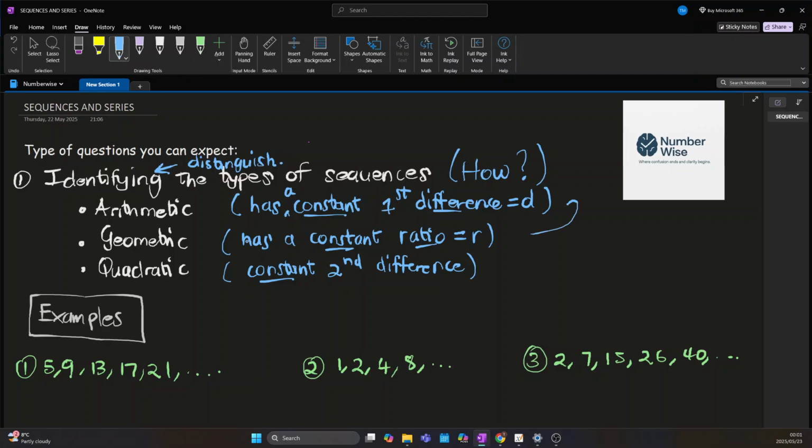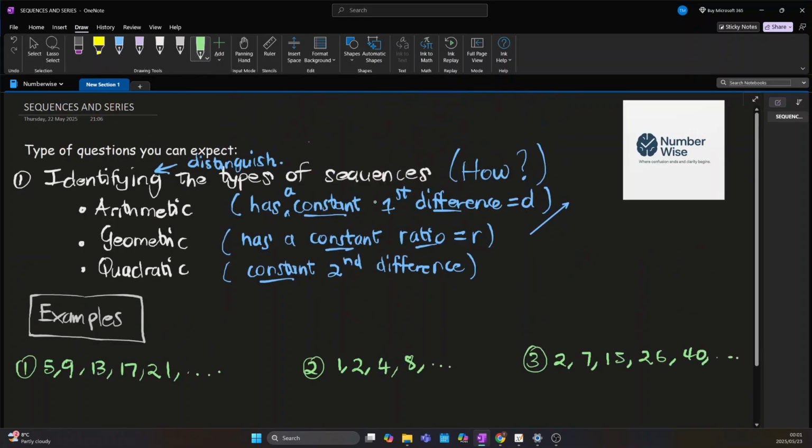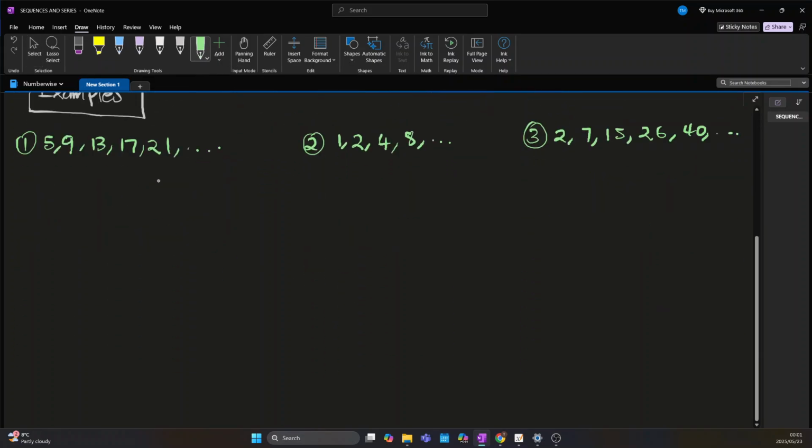You then check if your sequence has a constant difference. If it has a constant first difference, then it's arithmetic. And then lastly, you check for a constant second difference. If it has one, then it's quadratic. So let's now move on. I think this is best explained with examples. How do you apply the information that I just gave you in examples?